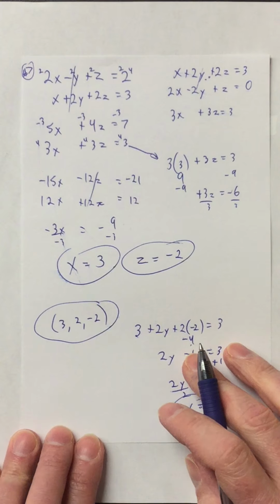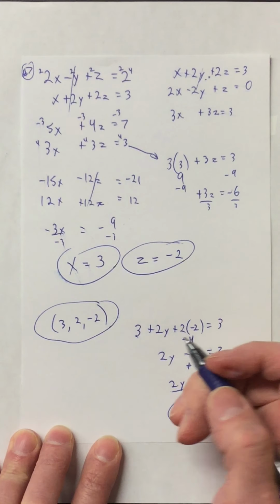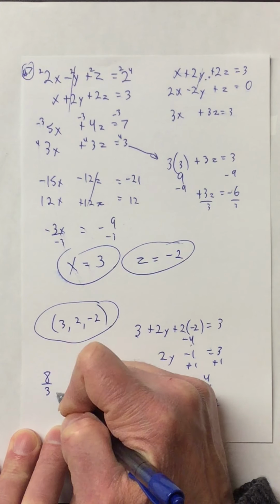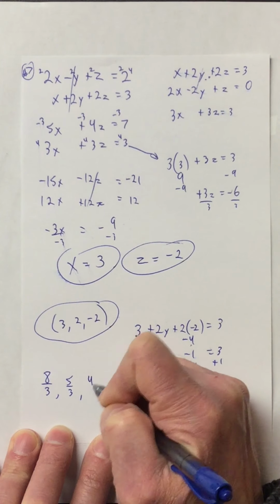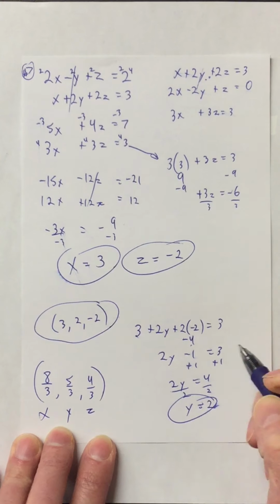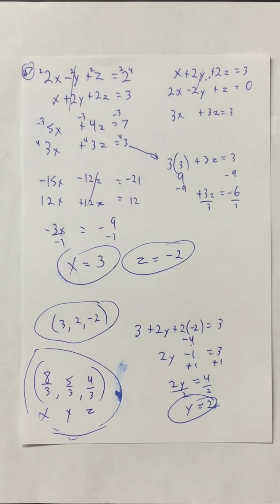All right, if you'd like to do the practice problem, the answers to the practice problem are fractions. The answer is 8 over 3, 5 over 3, 4 over 3 as the x, the y, and the z value for the practice problem if you wanted to try that for an extra challenge there with fractions.